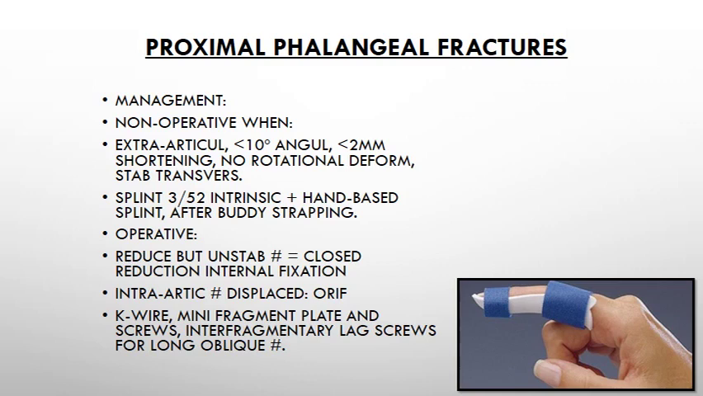Splint for 3 weeks can be used, and can be a hand-based splint, as was used for the metacarpal neck fracture. Depending on if it is the base of the proximal phalanx, then the metacarpophalangeal joint may also be included in a hand-based splint, but not the wrist, and also in an intrinsic plus position, meaning the position where you would hold your fingers, flex your fingers at the metacarpophalangeal joints, that is an intrinsic plus position. So you'll put the metacarpophalangeal joints in slight flexion.